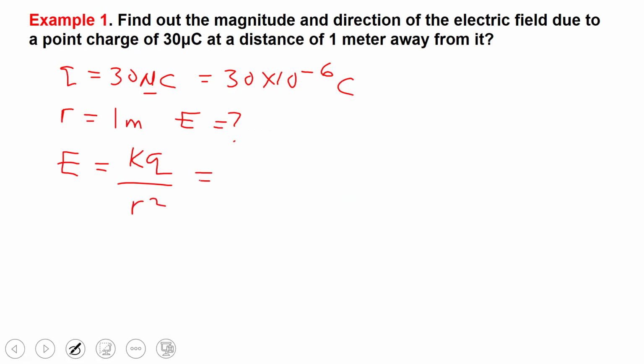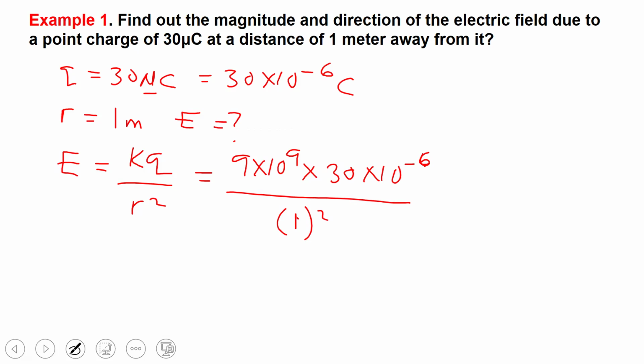And the K is a constant value, the same thing as 9 times 10 raised to the power of 9, times the Q, which is 30 times 10 raised to the power of minus 6. Then we divide it by R square, where R is the distance of separation, which is 1 square. So if we now take our calculator, at the end we are going to get 2.70 times 10 raised to the power of 5.